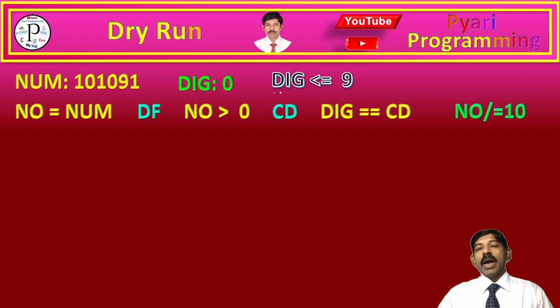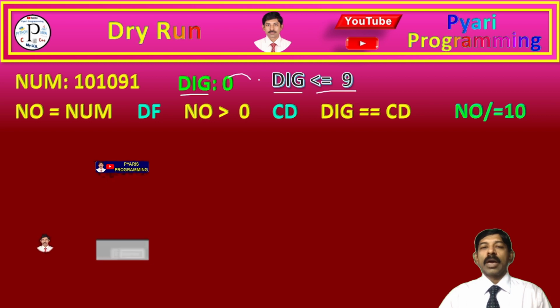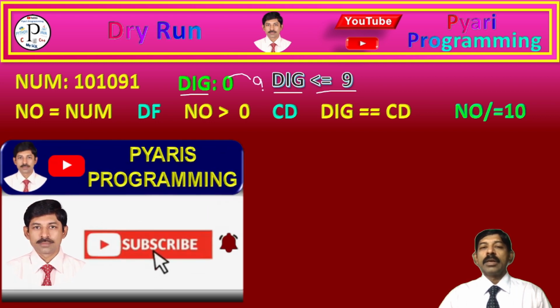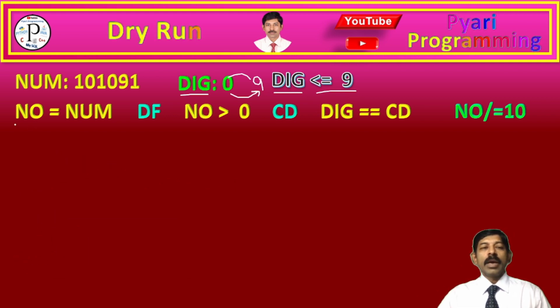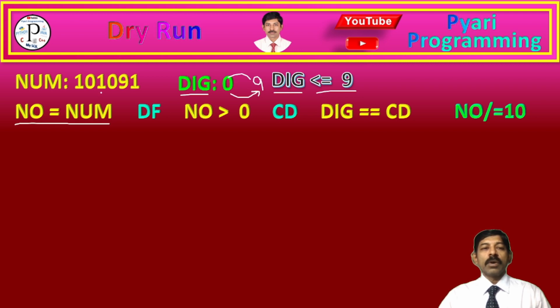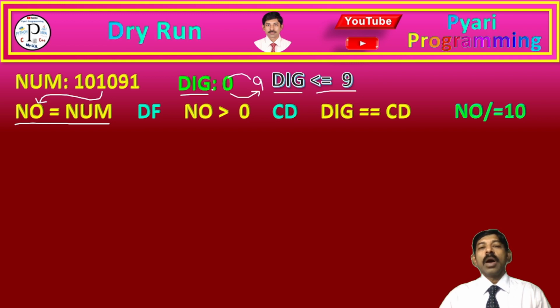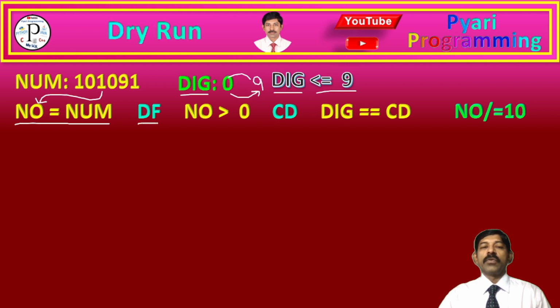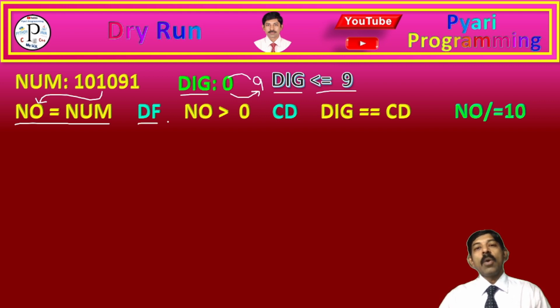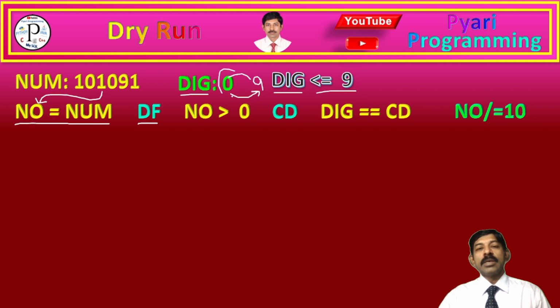Like this I will continue checking. Here I am saying dig is less than or equal to 9. That means this loop will iterate till 9. It will start from 0 and end at 9. Inside this loop, I am saying no is equal to num. That means whatever value is available in num, I will give it to no to find out how many times 0 is available. After this, I am taking this one as digit frequency. This will count how many times this particular digit is available inside this number.